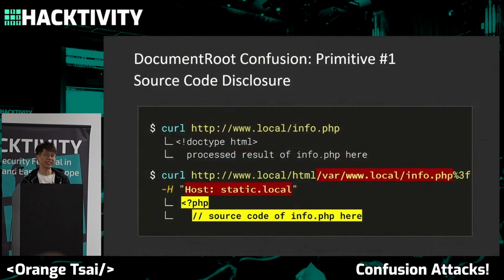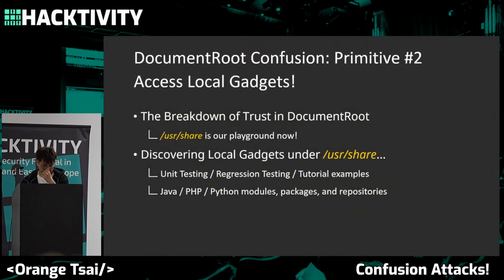First, we can disclose server-side source code. Since Apache decides whether to execute a script or not based on the current virtual host, accessing the full path through a virtual host that doesn't support PHP can easily expose its source code. And since we have broken the trust of the document root, the entire /user/share has now become our playground.